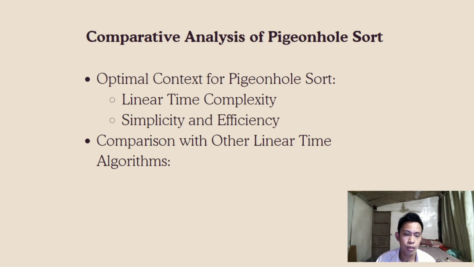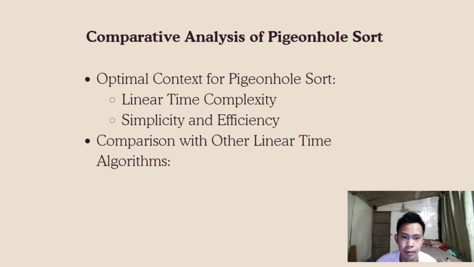Number 2 is comparison with other linear time algorithms. First is counting sort. Counting sort is similar to pigeonhole sort. Counting sort works well for datasets with a known and limited range. However, counting sort can be more space efficient when the range is not excessively large.